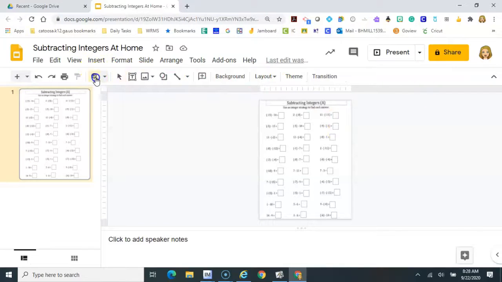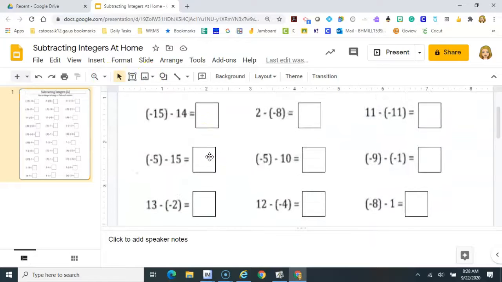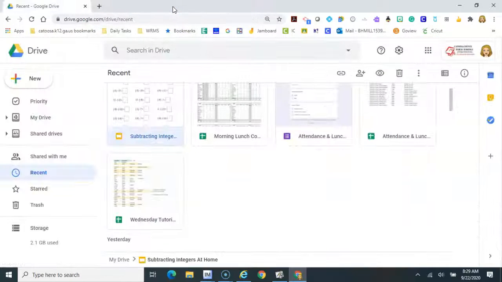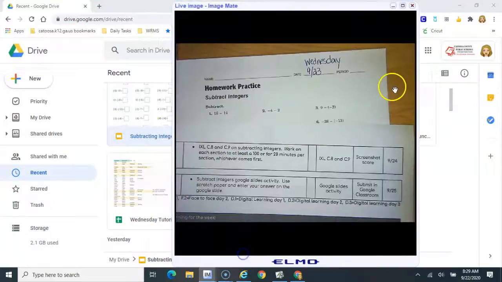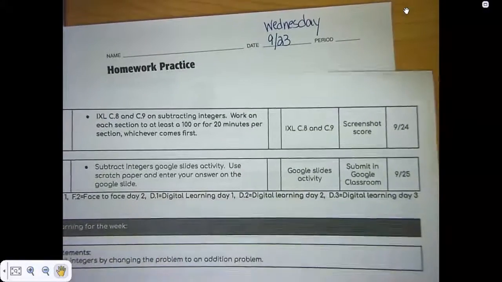Okay, so let me... So you can just zoom in. The answer to that would be negative 29, and you just type your answer, then you just move on. All right. Everybody going to be okay with that? That day is Friday, so you'll just complete it and turn it in on Friday right there in Google Classroom. Questions? Okay. So, let me switch back screens. So, that's your Friday assignment. Google Slides activity, and you submit it in Google Classroom.